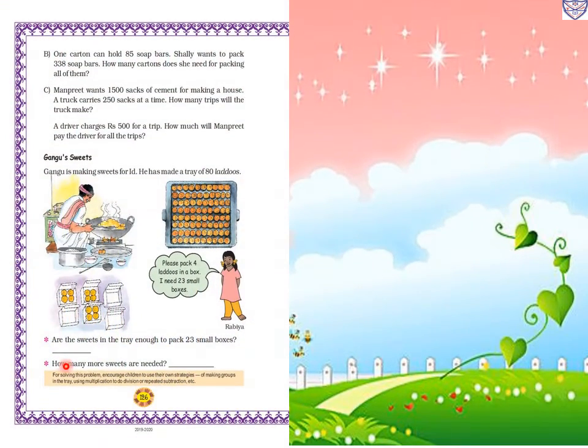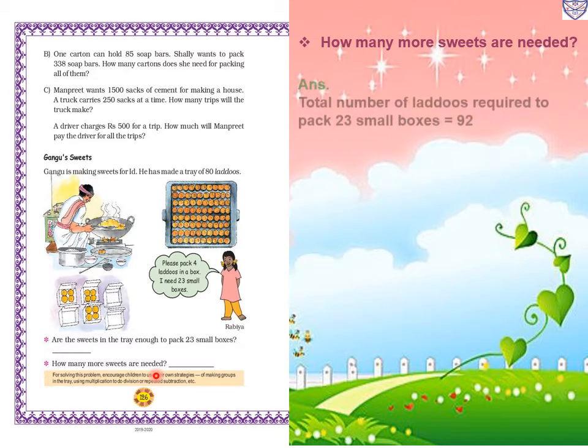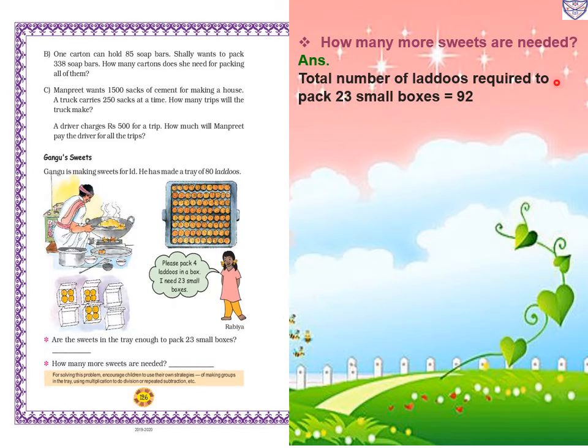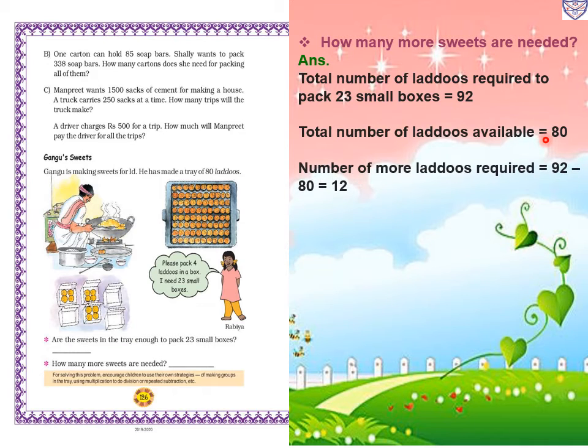So, next question, how many more sweets are needed? Total number of laddus required to pack 23 small boxes equals 92, and total number of laddus available equals 80. So how will we find out? 92 minus 80, that is 12. So 2 minus 0, 2. 9 minus 8, 1. So how many laddus are required? That is 12.